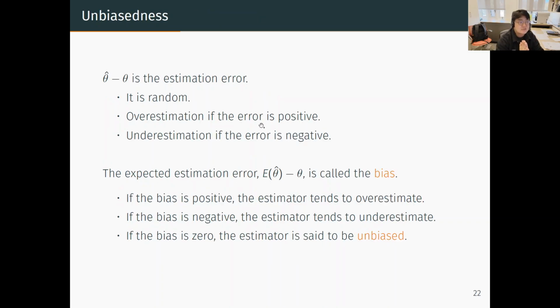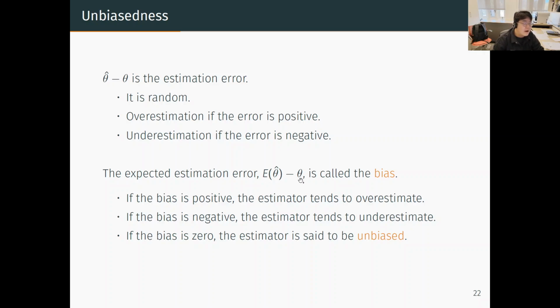So let's think about the first criterion first. The first criterion is called unbiasedness. As I said, the difference between your estimator and the true parameter is the estimation error. It is random. If it is positive, it means overestimation. If it's negative, that means underestimation. Errors always happen, either positive or negative. But what we hope is that, on average, the expected estimation error should be 0, right?